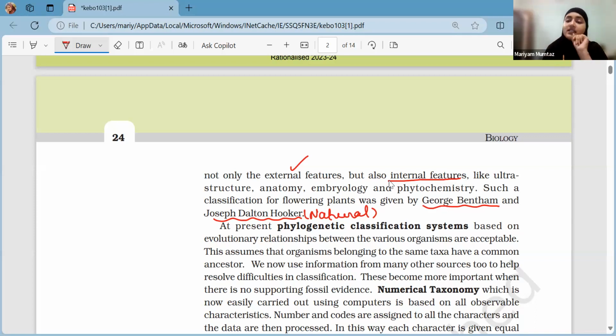But there is still something being left. What is it? There is no mention about the relation between the organisms. There is no mention about the ancestry, right? So now when the ancestry will be taken into consideration, then that type of system of classification will be known as phylogenetic classification system. Now we are taking the ancestry, the relations between, like how we are connected to the ancestors, or how plants or animals are connected to the ancestors.